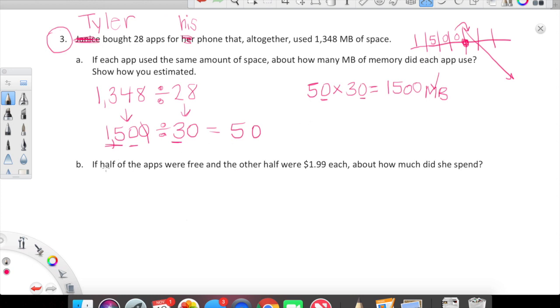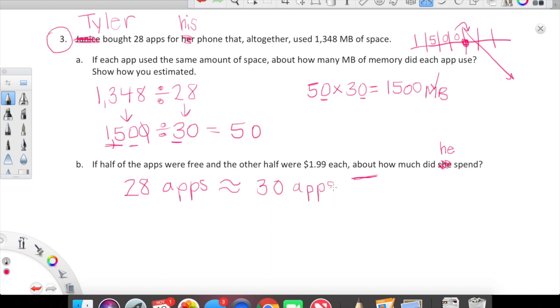Okay, let's look at B. If half of the apps were free and the other half were $1.99 each, about how much money did Tyler spend? Okay, so he bought 28 apps. We see the word about, so we're going to go ahead and round this to 30 because about means estimating and rounding.